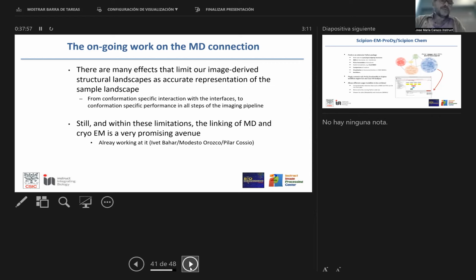The limitations: I started with them, saying that we have difficulties in our sample preparation. The air-water interface may interfere, in ways that may be very specimen dependent, with the conformation that we get. It is therefore difficult to think in energies and thermodynamics and things like that. We are working on that with a number of people.